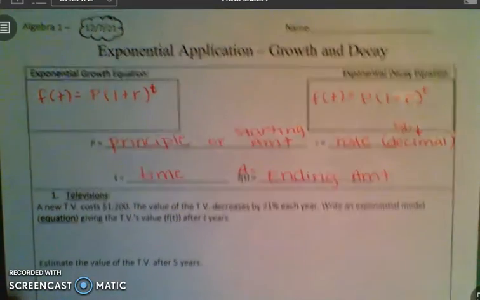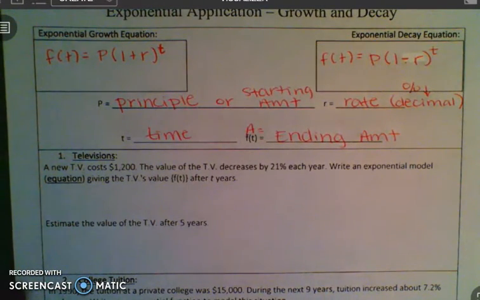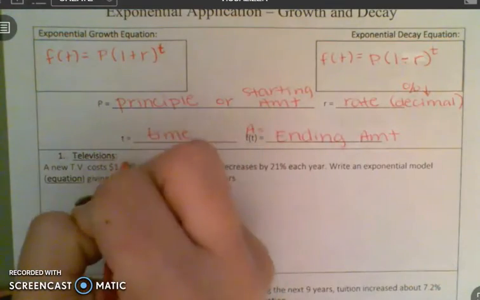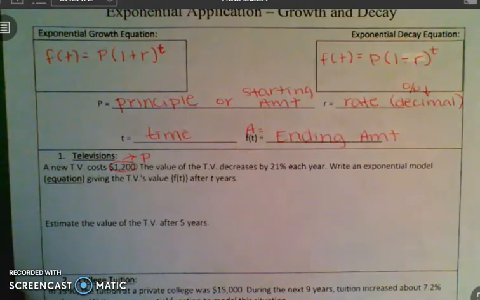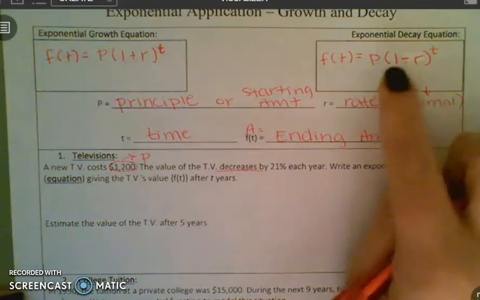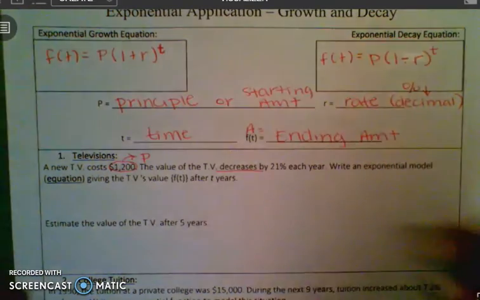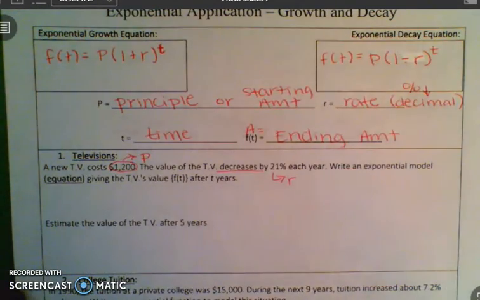So let's go ahead and try example number 1. It says a new TV costs $1,200. The value of the TV decreases by 21% each year. Write an exponential model equation giving the TV's value f of t after t years. So the first thing is this 1,200, that's your starting amount, so that's going to be the letter P. It's decreasing, so decreasing means we're going to use the minus, and 21% per year is going to be your R value. And we're going to have to write that as a decimal.